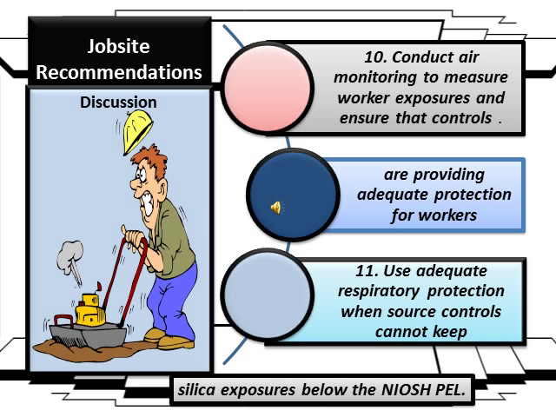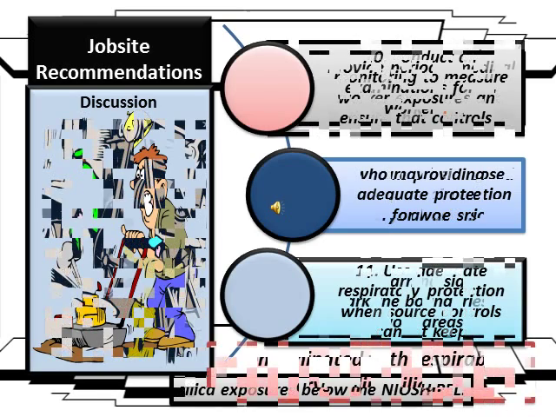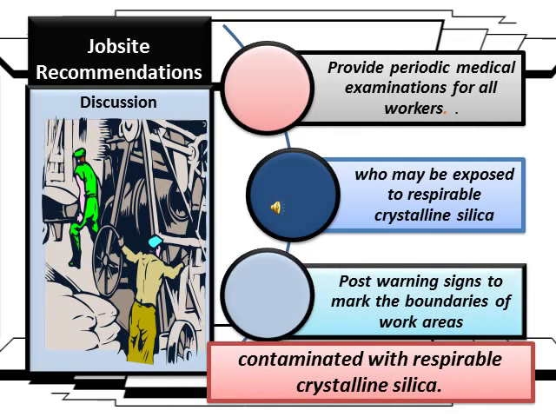Number 10 of job site recommendations calls for conducting air monitoring to measure worker exposure and ensure that controls are providing adequate protection for workers. Number 11, use adequate respiratory protection when source controls cannot keep the silica exposures below the National Institute for Occupational Safety and Health permissible exposure limits. Provide periodic medical examinations for all workers who may be exposed to respirable crystalline silica. Post warning signs to mark the boundaries of work areas contaminated by respirable crystalline silica.